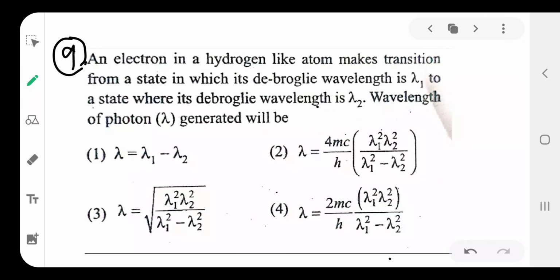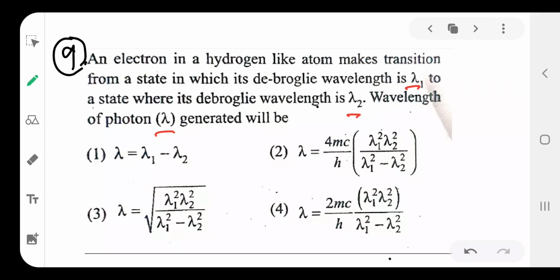The next question is question number 9. An electron in a hydrogen atom makes a transition from a state in which its de Broglie wavelength is lambda 1 to a state where its de Broglie wavelength is lambda 2. The wavelength of the photon generated will be... Once again, read the question.